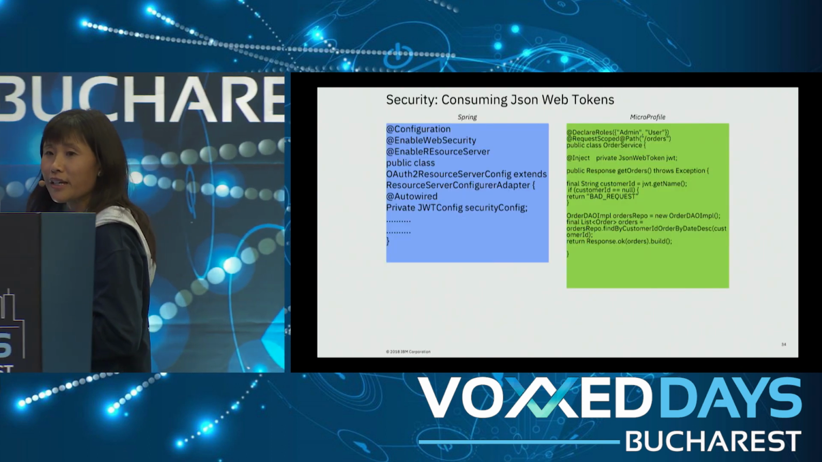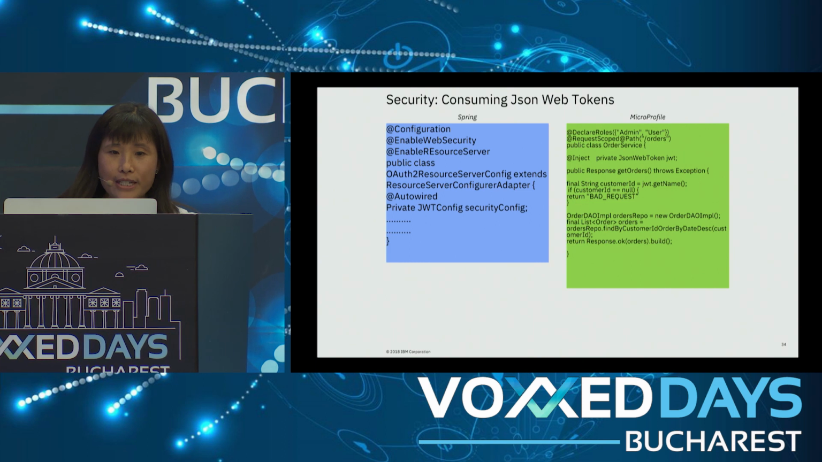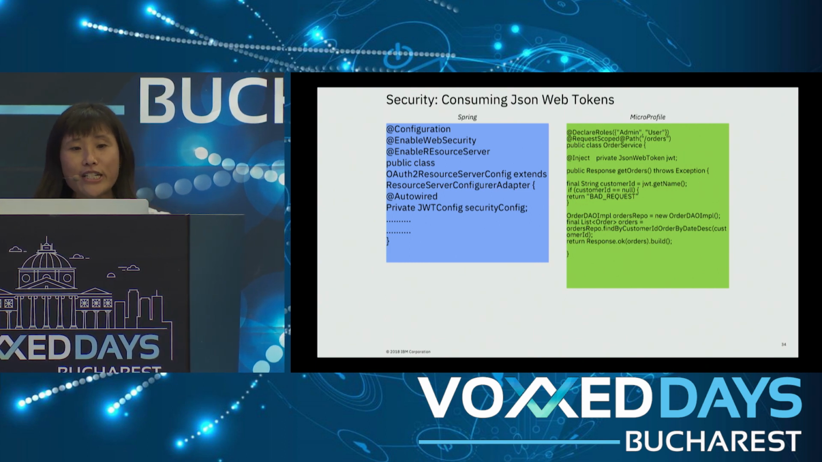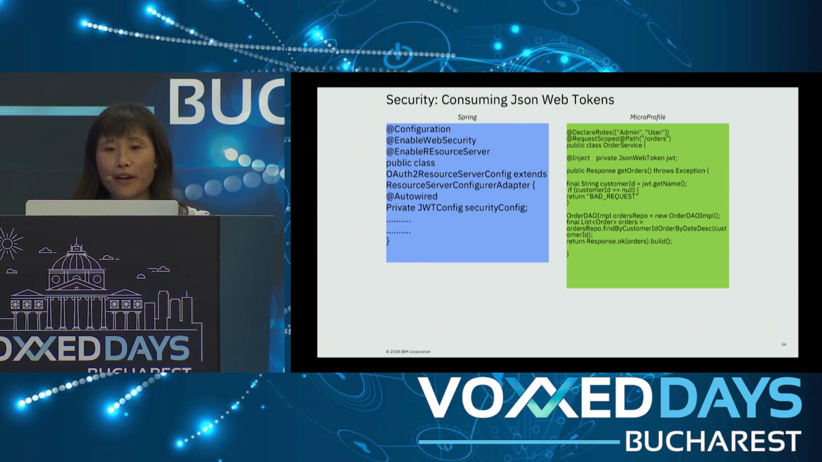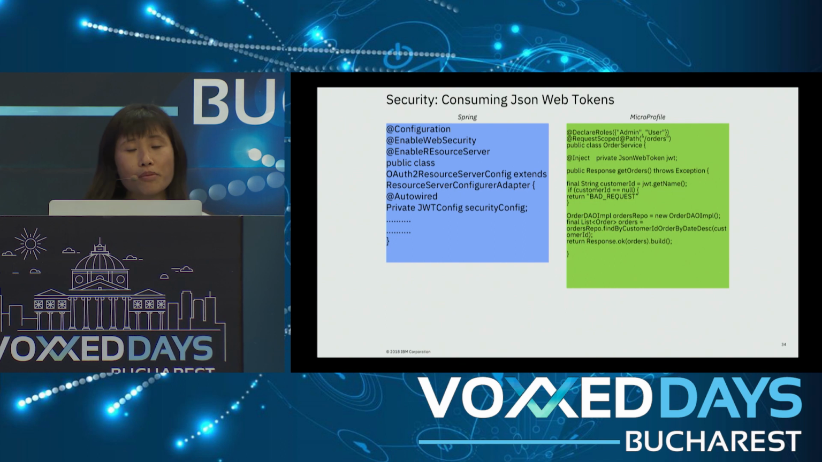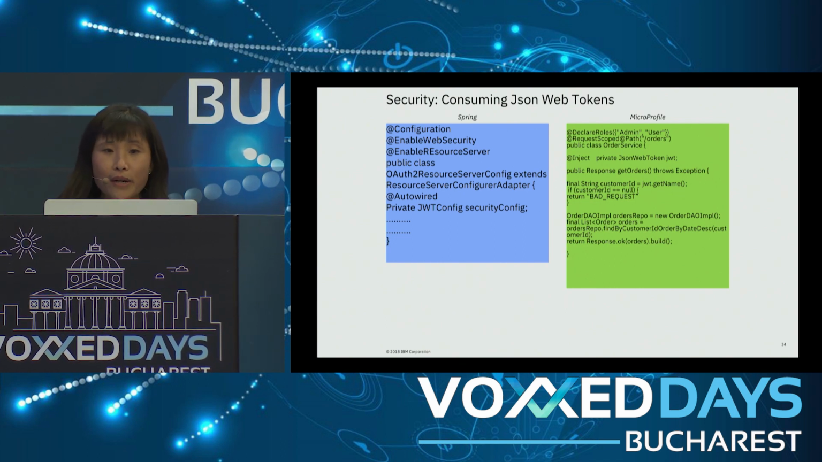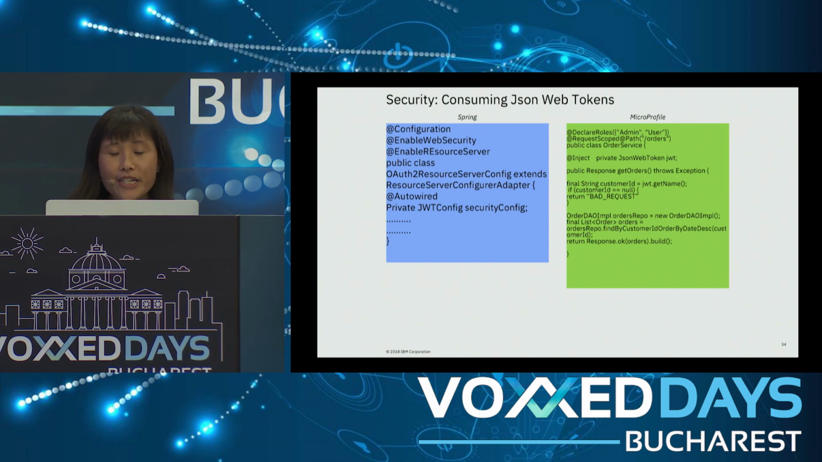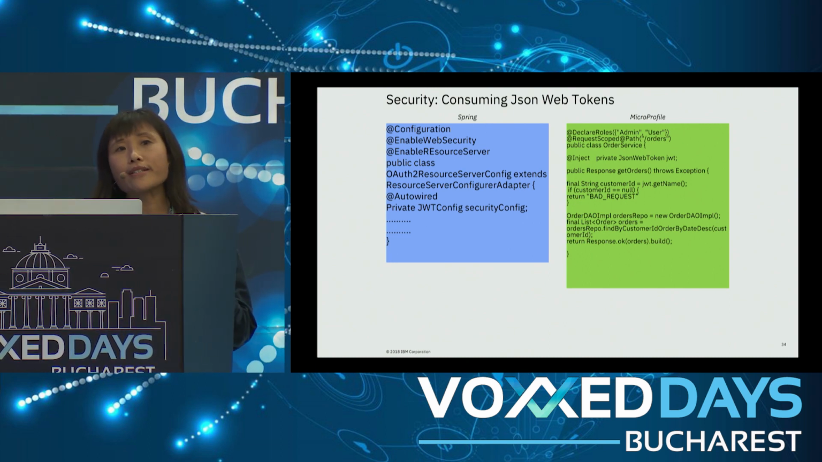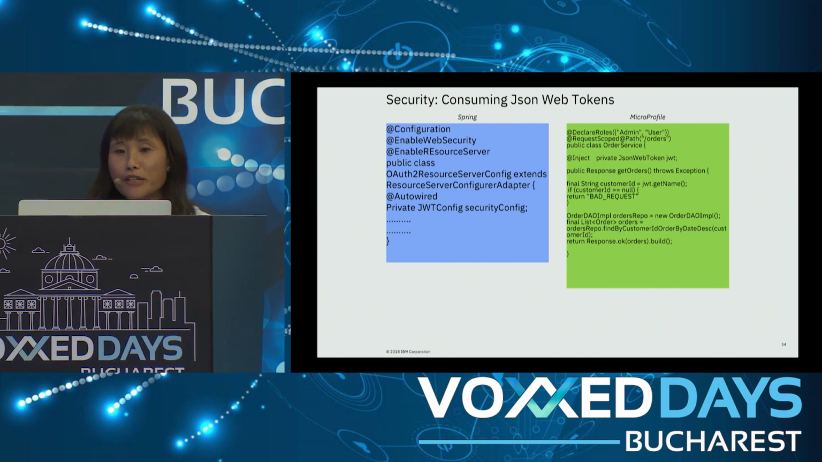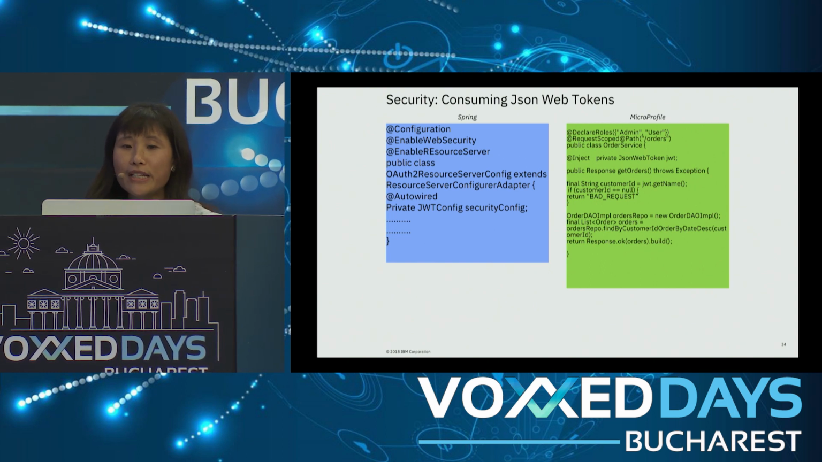In Spring, you can use the enable web security, and also you can directly inject JWT config, security config, etc. In MicroProfile, you can use MicroProfile JWT propagation. So you can inject the JSON web token and see what's in the JSON. And also, it works very well with Java EE security. You can continue to use declare roles, which means only these roles are able to access this endpoint, etc.